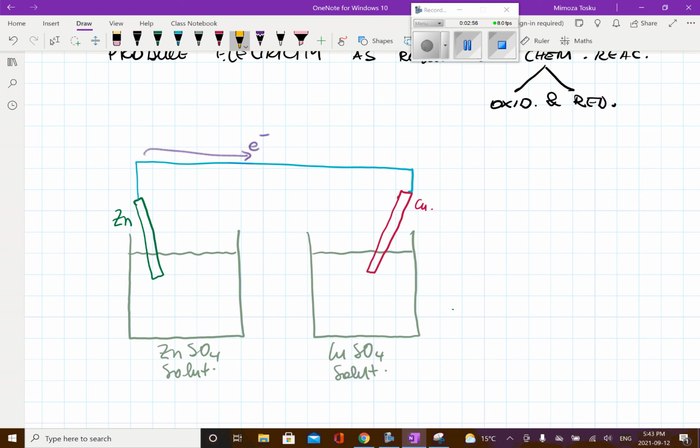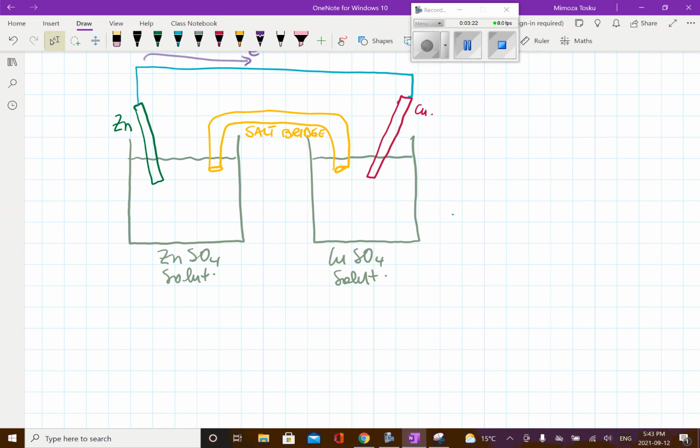Another important part of the voltaic cell is the salt bridge, but we will talk about what is important and why we need a salt bridge in a voltaic cell somewhat later on in the video.